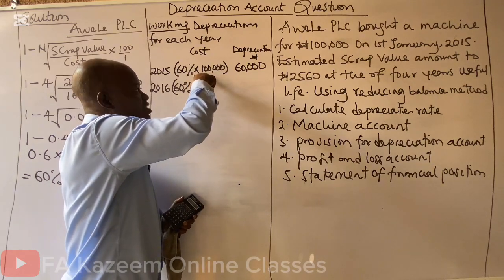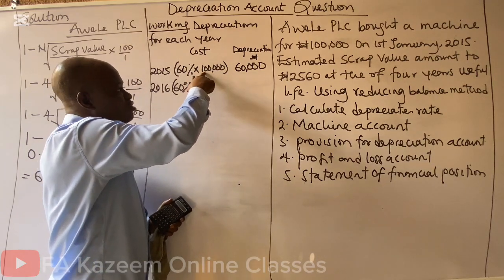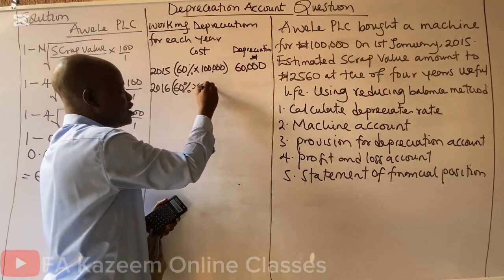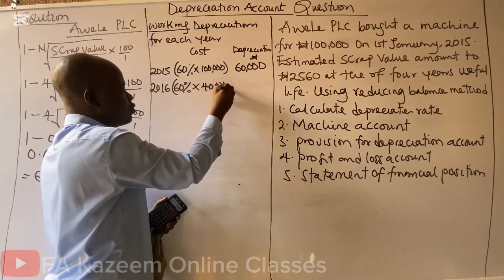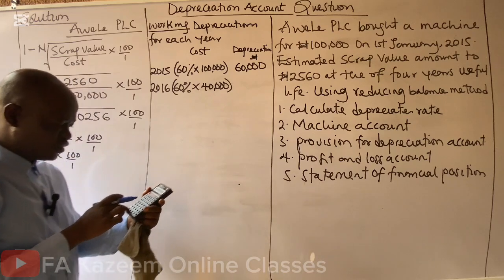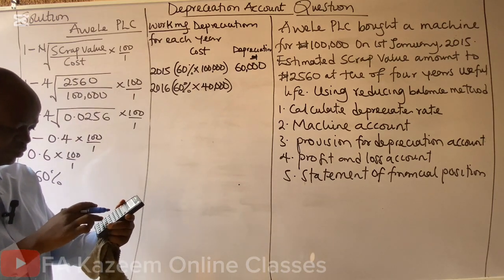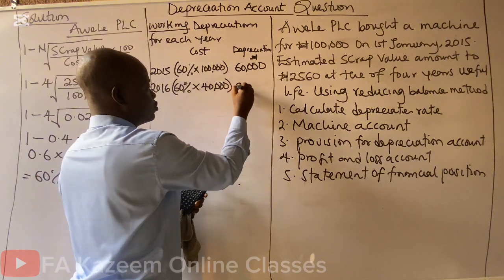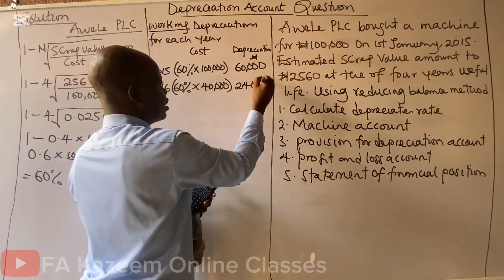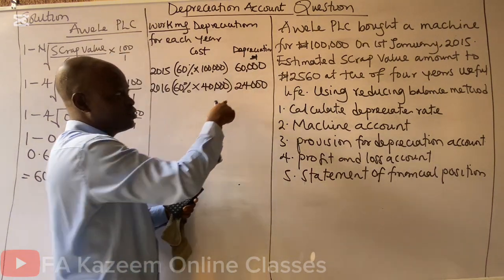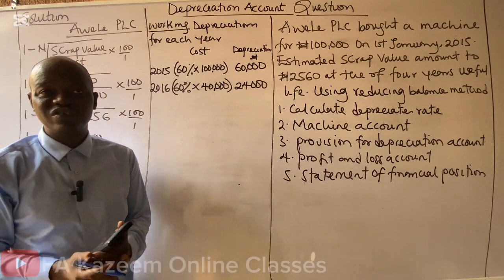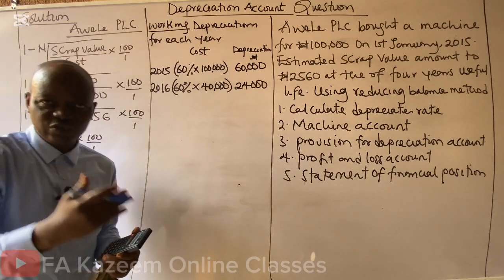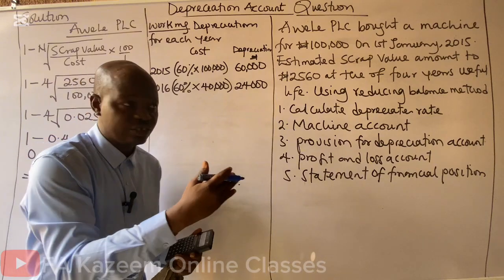The cost of the first year is 100,000. Say 100,000 minus 60,000. The second year cost has reduced to 40,000. You also say 60% times 40,000. You are going to have 24,000. What do you observe? The depreciation amount has reduced. That's why we call it reducing balance method. The depreciation amount reduces in every successive year.